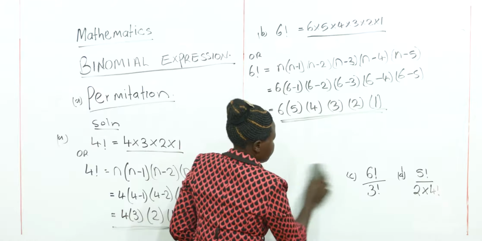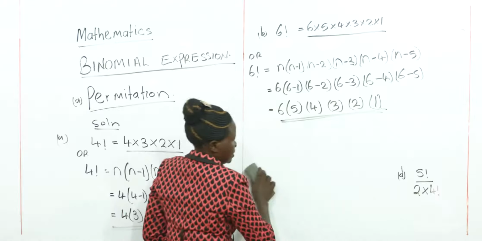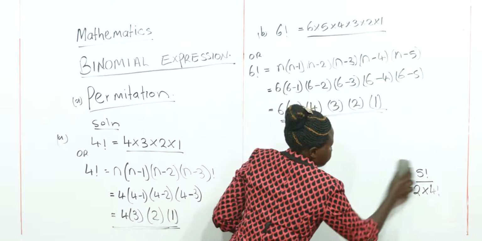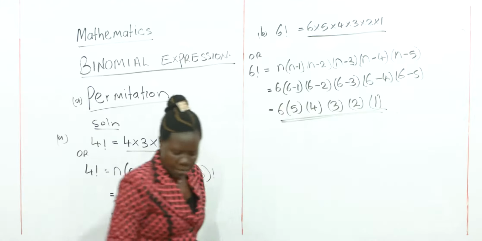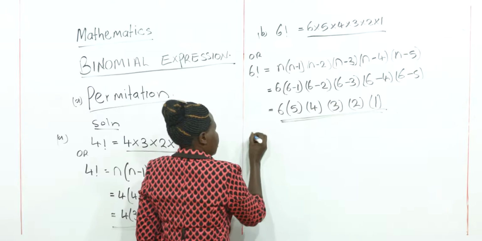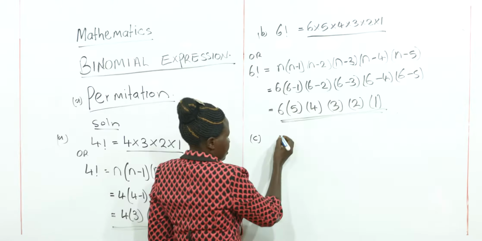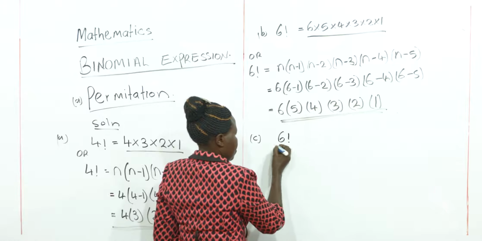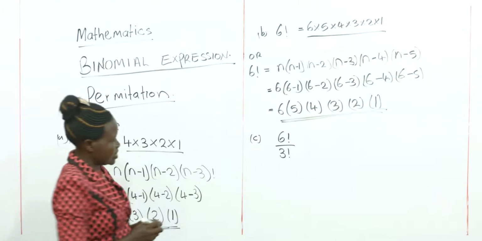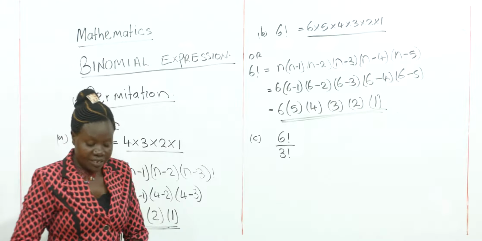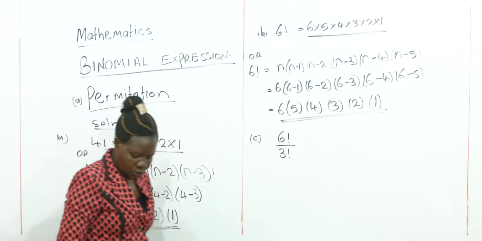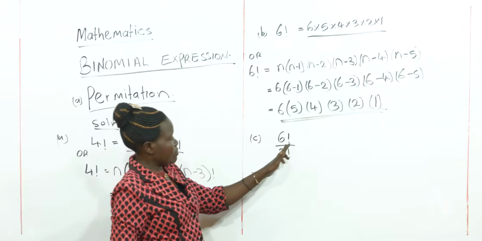And then now we move to part C. Part C, it says it is 6 factorial over what? Over 3 factorial. So 6 factorial over 3 factorial is going to be challenging to some of you, but what you do, you will simply have this.